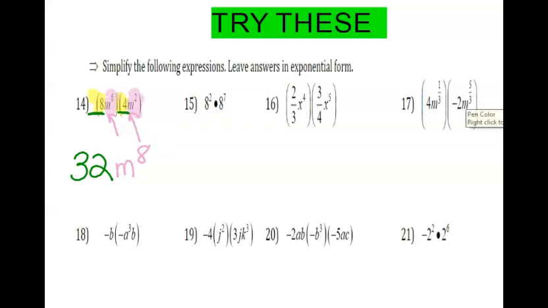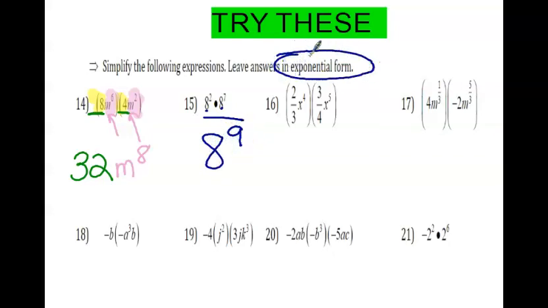So number 15, a little different. 8 and 7 are the bases to those exponents, right? So I would add those together, 8 to the 9th. It says to leave it in exponential form, so please don't make that into a hardcore answer of 8 to the 9th. Holy mama, that would be a big number. Okay, so know the difference between a coefficient and the actual power part.